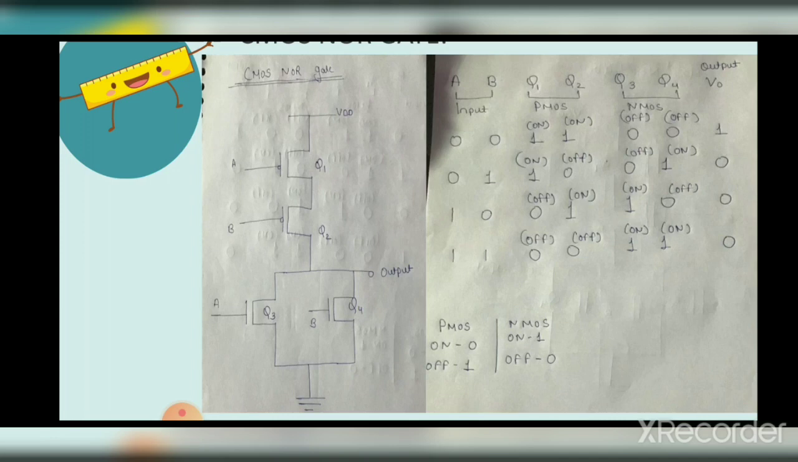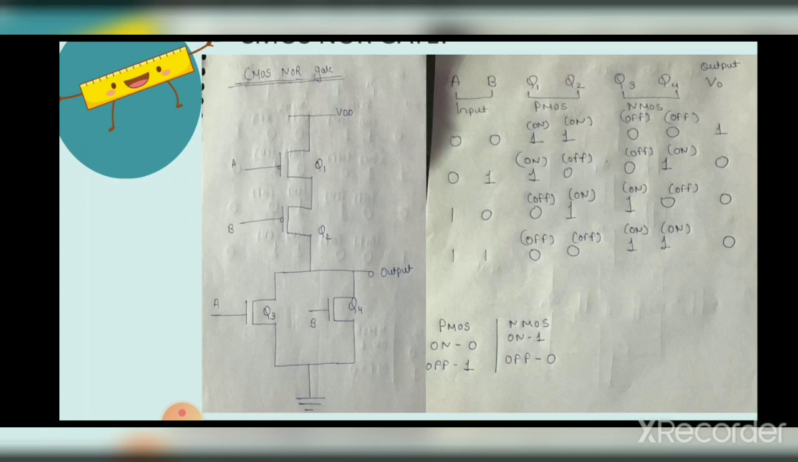In the first case, when both inputs are low, which is A is 0 and B is also 0, then Q1 and Q2 are on as PMOS is on for low voltage, and Q3 and Q4 are off, as NMOS is on for high voltage. We get high output through Q1 and Q2 by VDD, as Q1 and Q2 are short circuited and Q3 and Q4 are open circuited.